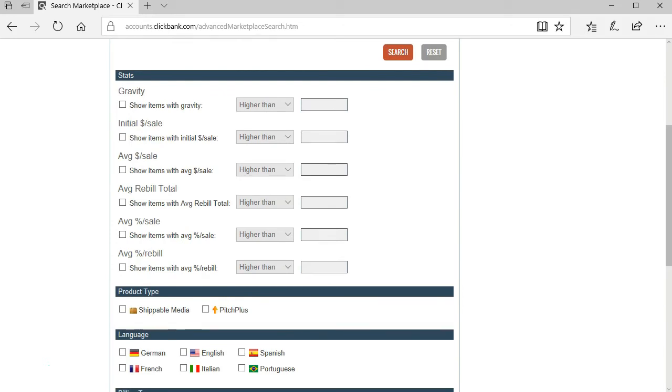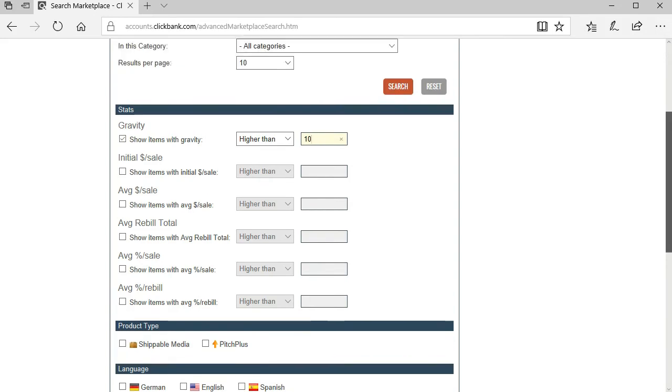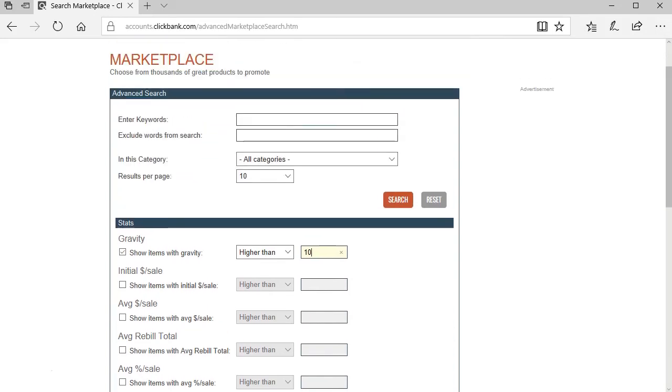Within ClickBank, having a high gravity score means that the product is very popular. So we're going to click on gravity, and then we're going to say that the gravity score has to be higher than 10. ClickBank uses an advanced formula to determine a gravity score. It's something we're not going to get into in this video case study, but it's just something to keep in mind. If you have a gravity score that's 10 or greater, odds are you're dealing with a product that's selling reasonably well.